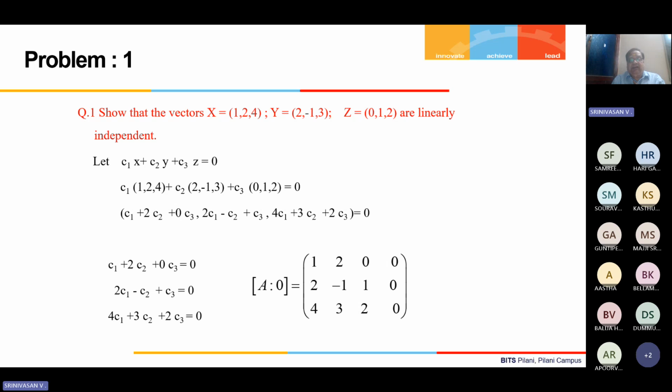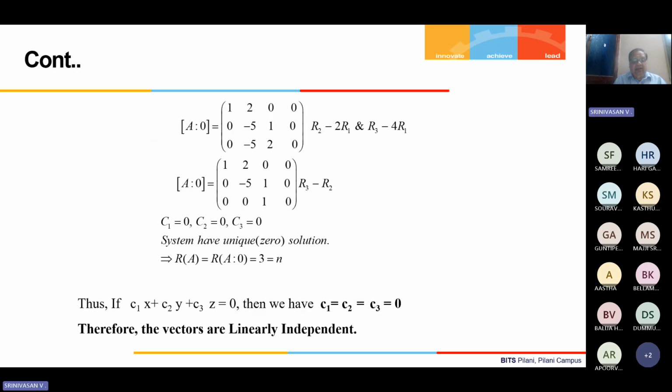Again, show that the vectors are linearly independent. A similar problem. Here, the only thing is that you can easily check as before. You don't need to repeat it now. Same kind of one. And you can see that all the scalars are each equal to 0, so that they are linearly independent. So here, why we have taken linearly independent: c1 equals 0, c2 equals 0, c3 equals 0, the system has a unique solution.